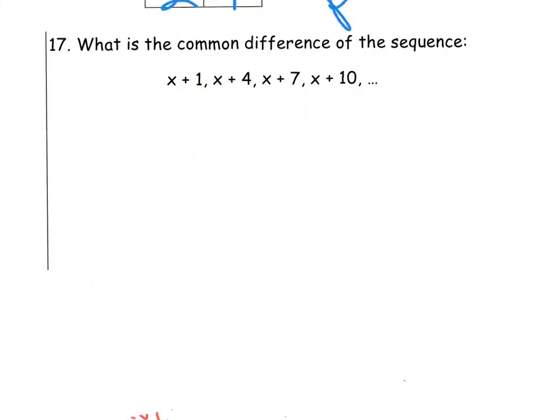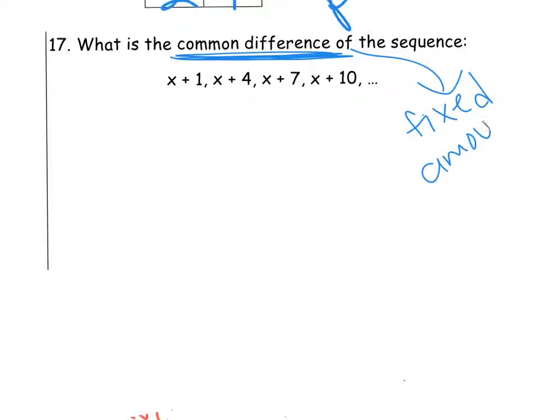All right, so question number 17 says, what is the common difference? Common difference, guys. We're talking about a fixed amount. So this was arithmetic sequences. This is a fixed amount, and we called that letter d, lowercase d.